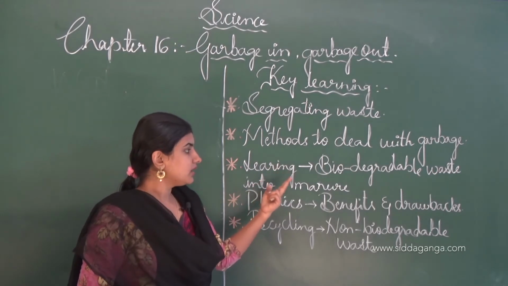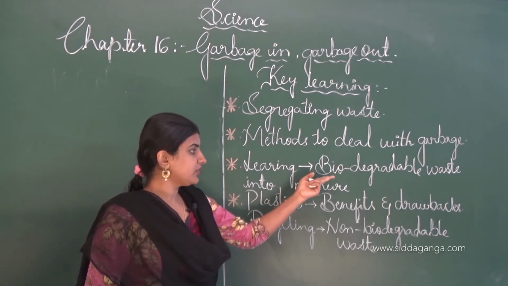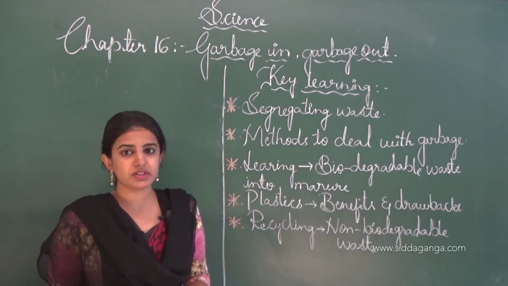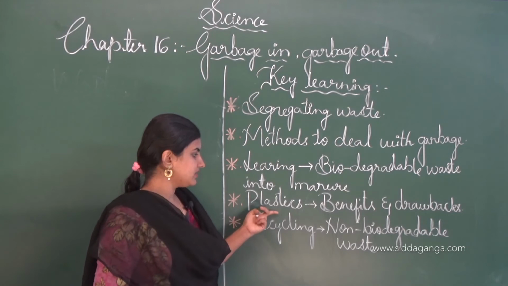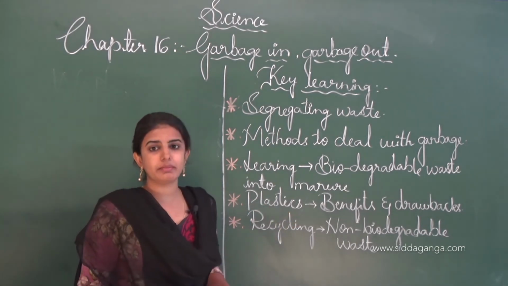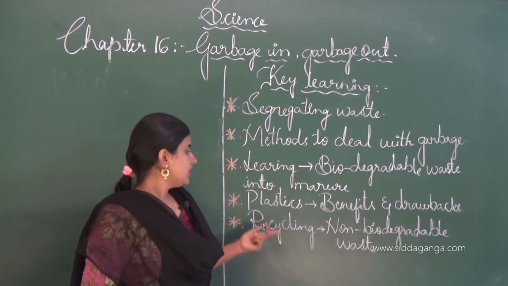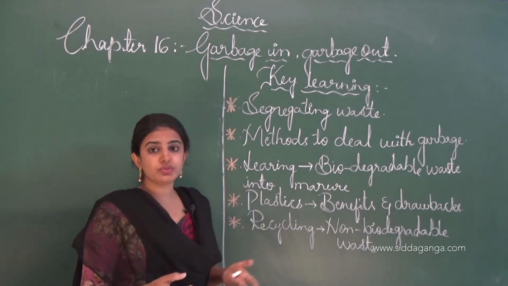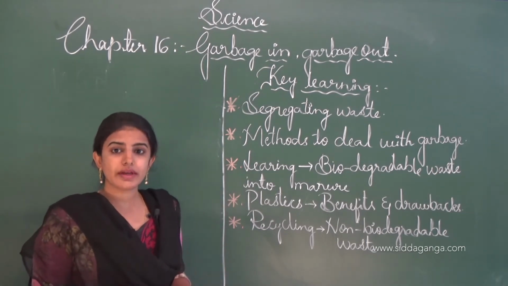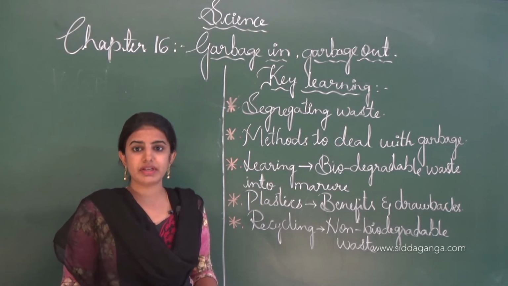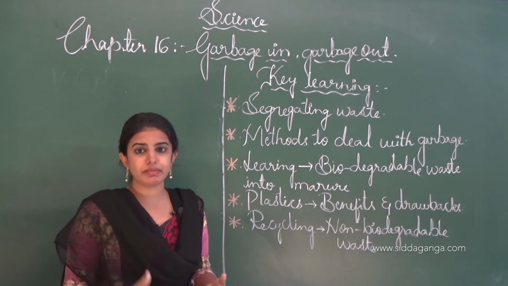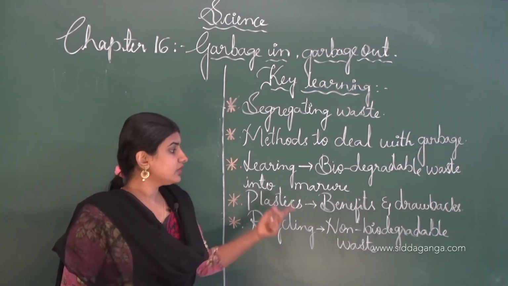Waste from the biodegradable kind can be converted into manure by the microorganisms present in the soil. Next one is plastic, and we will learn the uses of plastic and what the drawbacks of plastic are. Usually we use plastic in a number of ways and situations, for example while carrying food items. These are the benefits of plastic. And also the drawbacks.